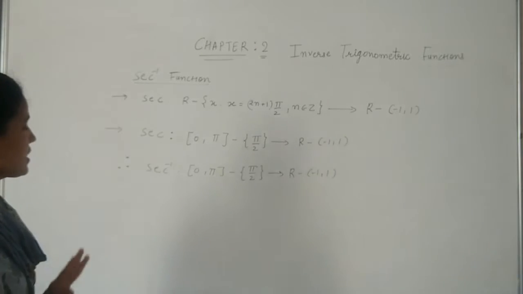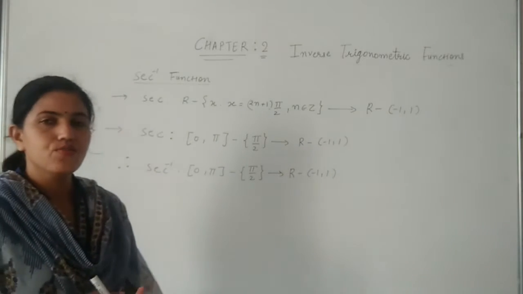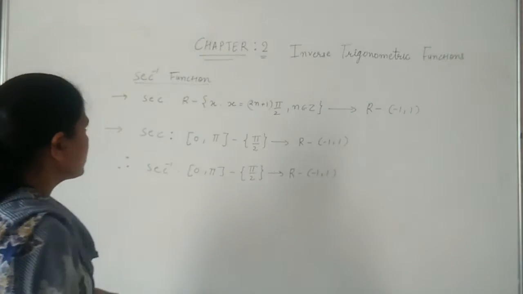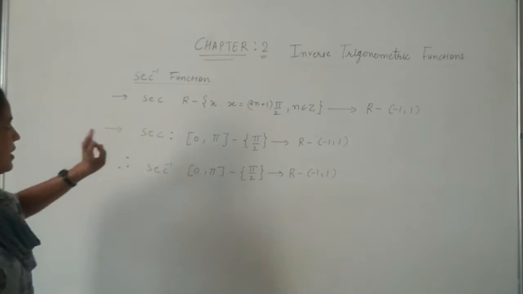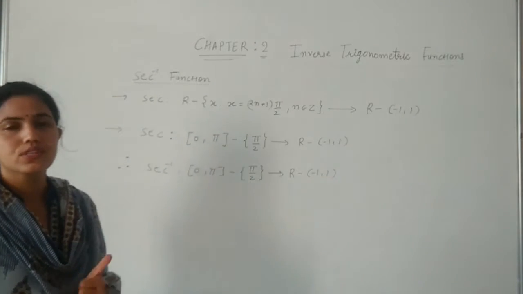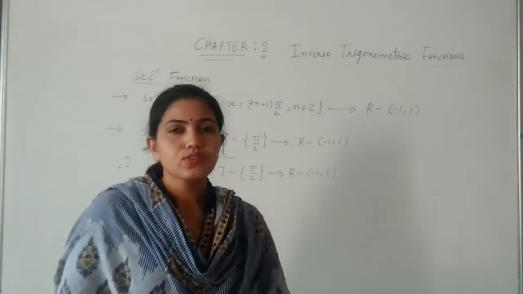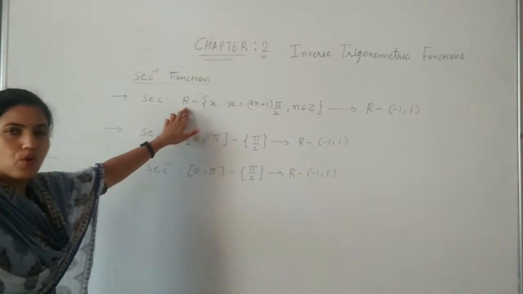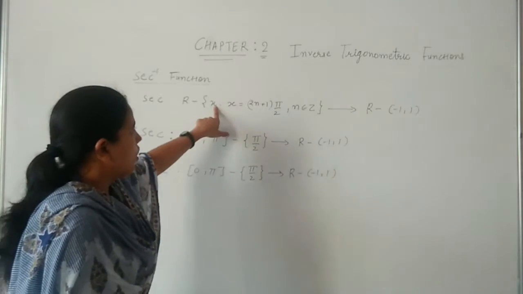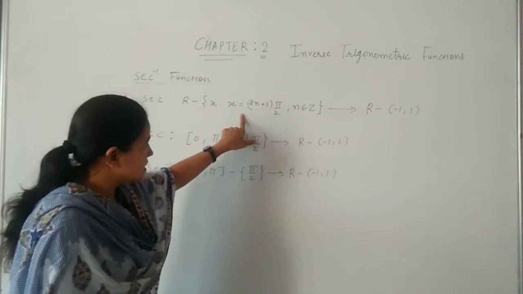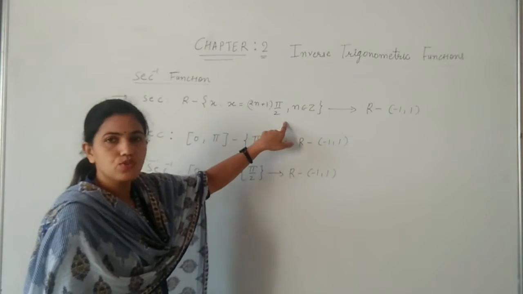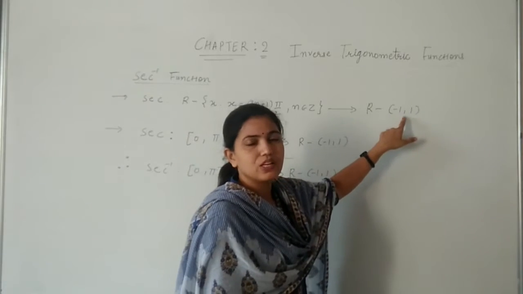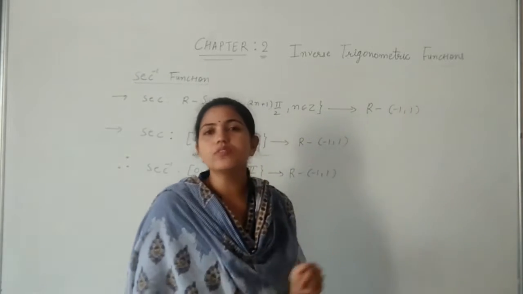Now we have discussed the three functions, that is sine inverse, cos inverse and tan inverse. Today we are going to discuss the next three, that is sec inverse, cosec inverse and cot inverse. So students, you know that the sec function is defined from R minus all the values of x, where x is equal to (2n+1)π/2, n belongs to Z, to R minus the open interval (-1, 1).